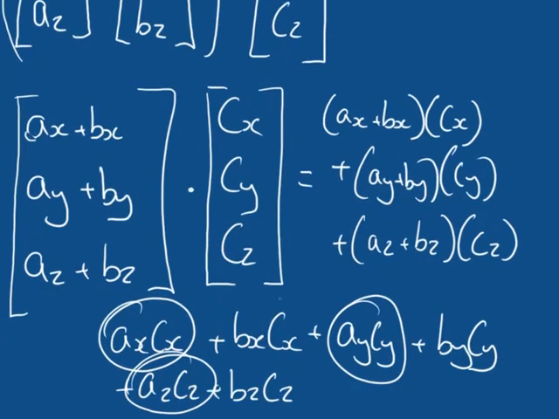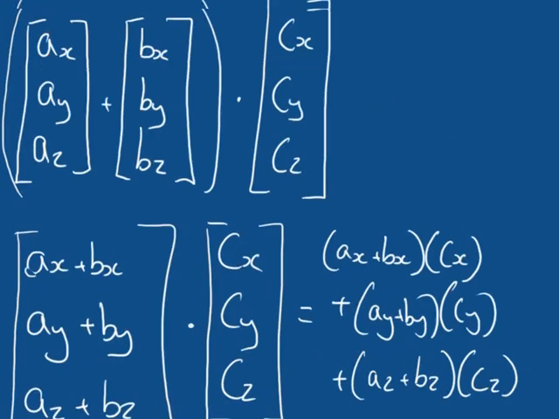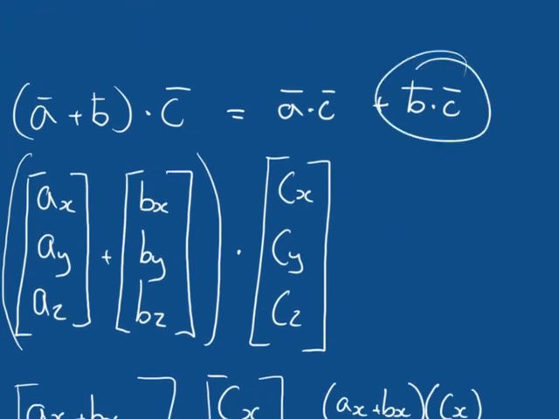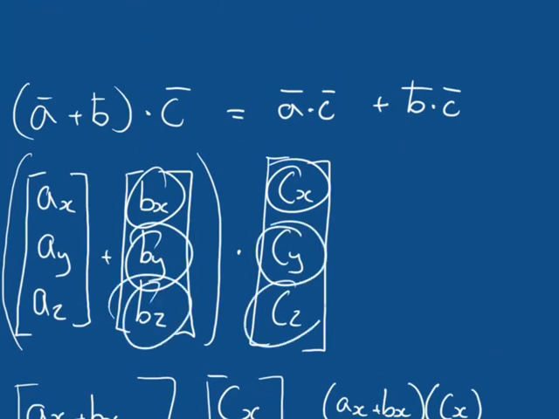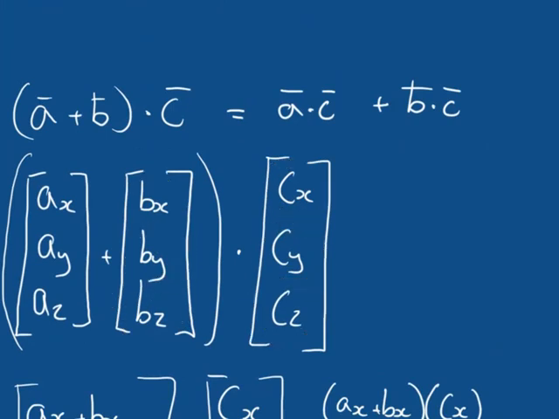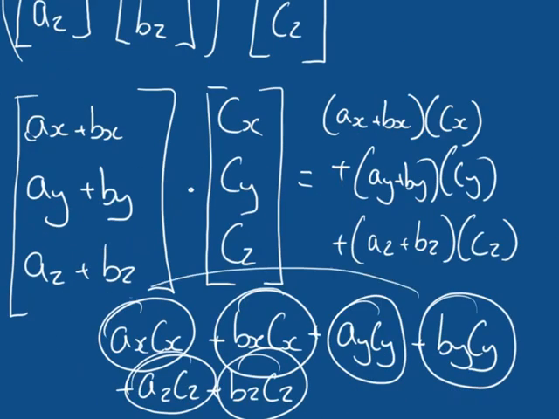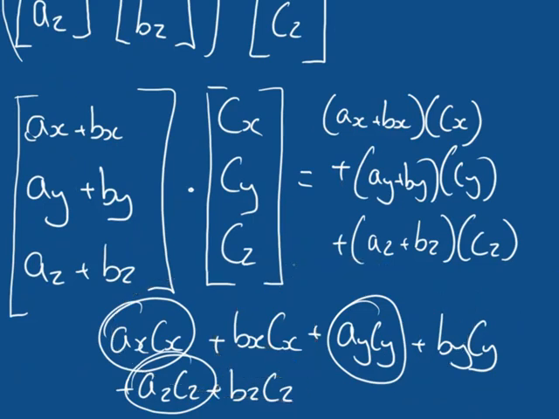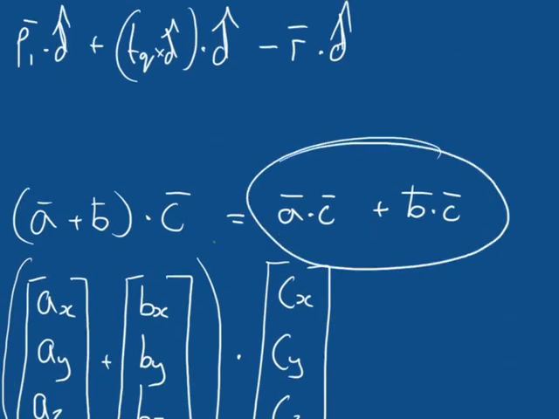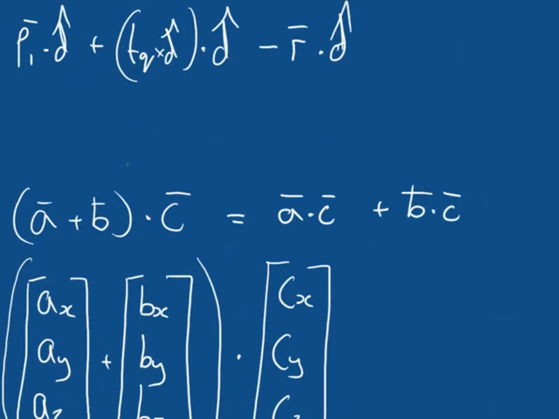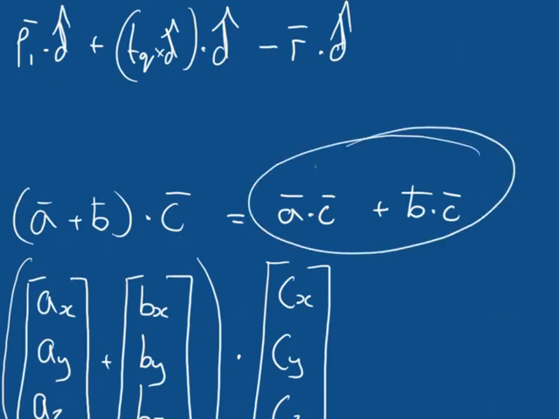Fantastic. And if we took bx cx plus by cy plus bz cz, that is the same as b dot c, bx cx plus by cy plus bz cz. Therefore, because we've got all of these added together, that is the same as a dot c plus b dot c. So that's just a very quick proof that a plus b dot c is the same as a dot c plus b dot c.